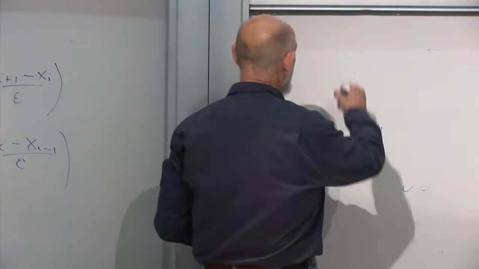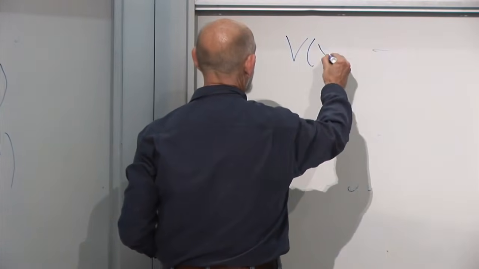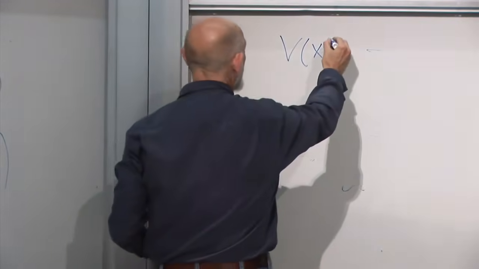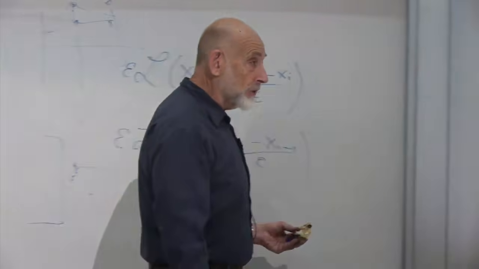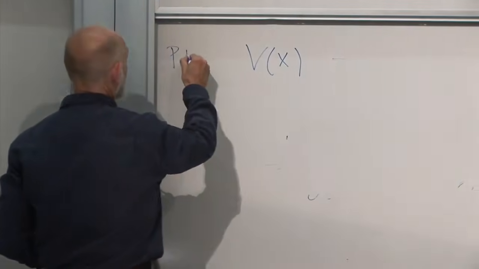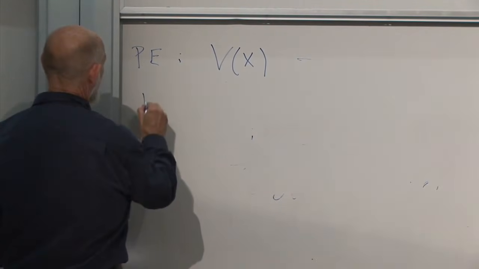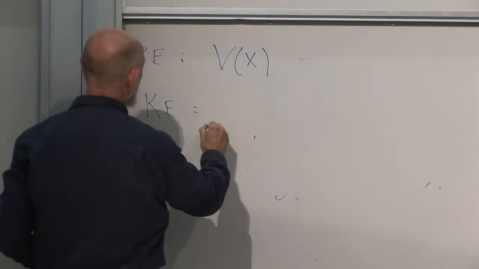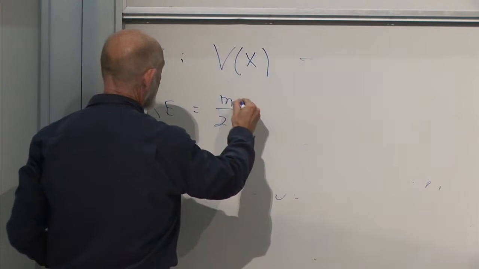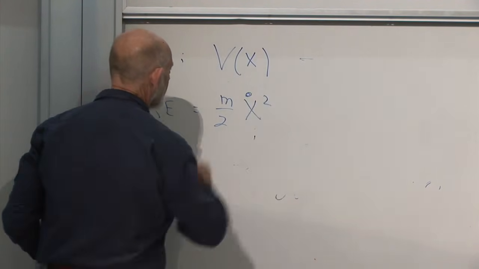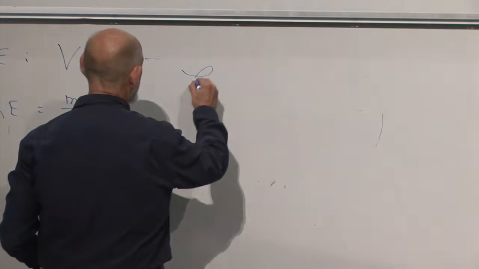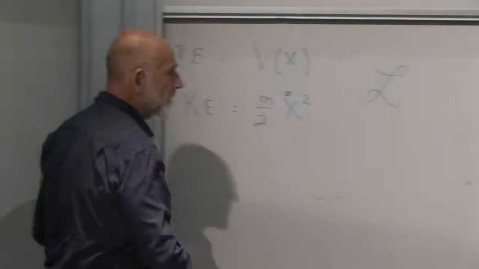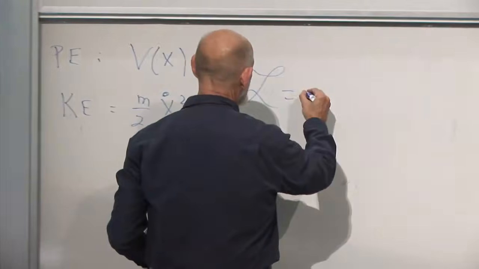Our potential energy is V of x. Another thing we need is the kinetic energy. This is the potential energy. Kinetic energy, 1/2 m x dot squared. Potential energy and kinetic energy. And now I'll tell you what the Lagrangian is. The Lagrangian, which depends on x dot and x, is just equal to the kinetic energy.